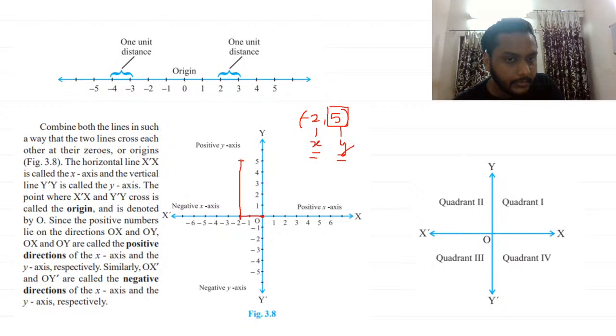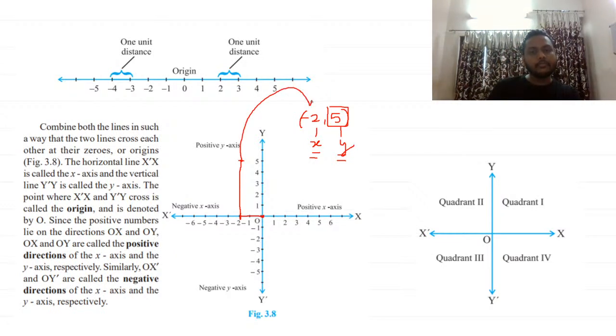यहाँ पर मेरा point मिलेगा, and this point is what? This point is nothing but the minus 2 comma 5 point. ये बात किस किस को clear है guys? You got this everyone? Everyone clear with this or not? You got it? Hello Rishi Prakash, how are you?